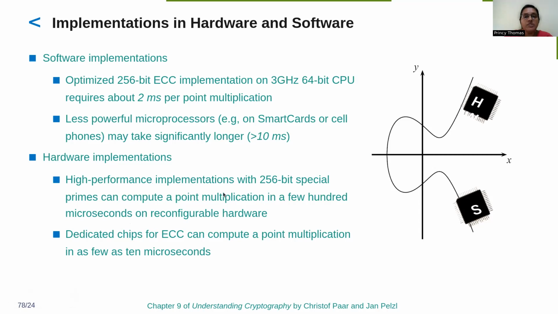A high performance implementation of 256-bit special prime can compute a point multiplication in a few hundred microseconds, and if dedicated chips are used for ECC, then the point multiplication can be computed as fast as 10 microseconds. So the implementation is possible in both hardware and software, and it is quite efficient. With this, we complete module 3 on elliptic curve cryptography.